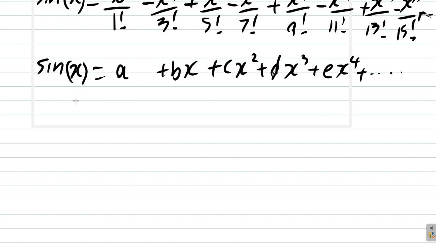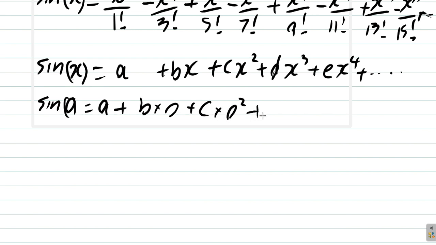So here, f of 0. Suppose we make x equal 0. We would have sine 0 is equal to a plus b times 0 plus c times 0 squared plus d times 0 cubed plus, and so on and so forth. But all of these would be 0 because 0 multiplied by them would be 0. Now, sine 0 is a.